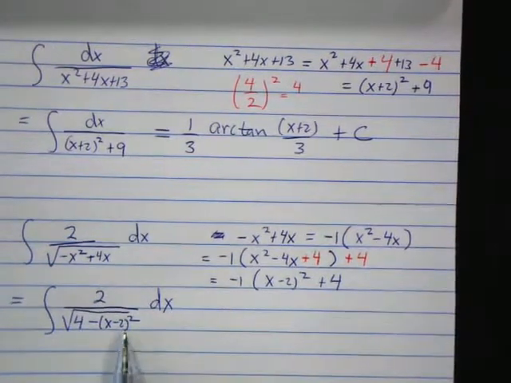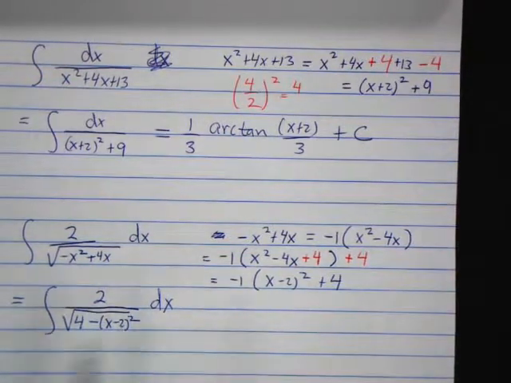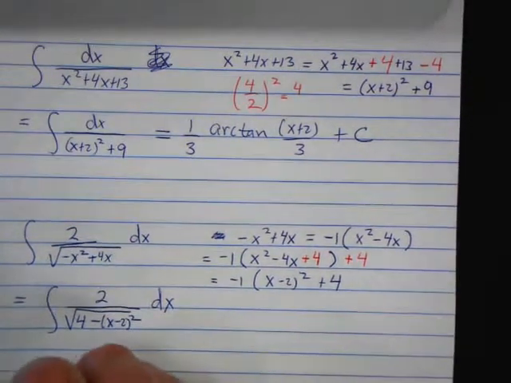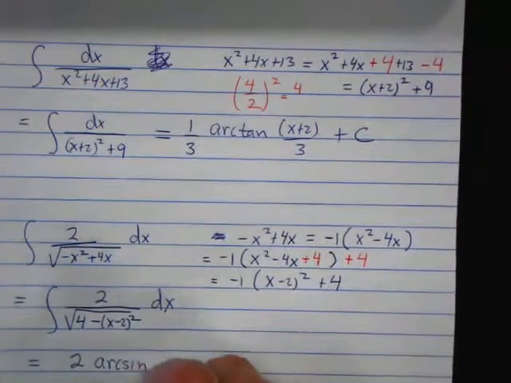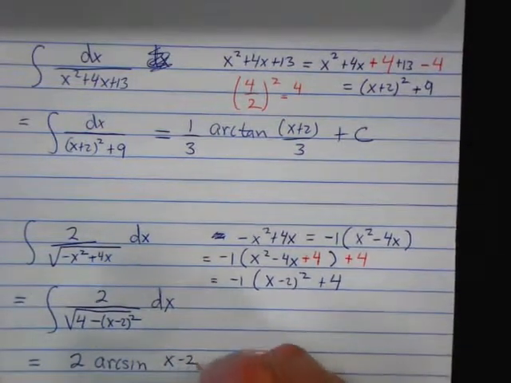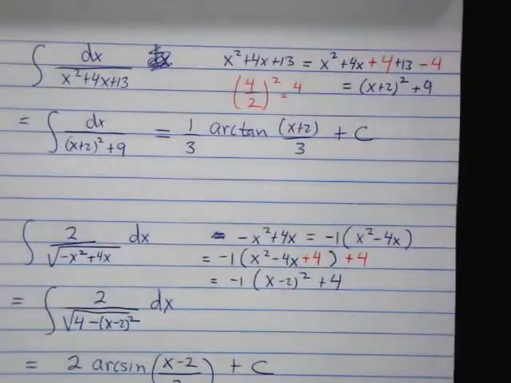So once again, technically this is a little u substitution. u is going to be x minus 2. Again, it works out great that du is dx. Final answer, looks like we've got the 2. We're going to have arc sine of x minus 2 over a, where a is 2, plus c.